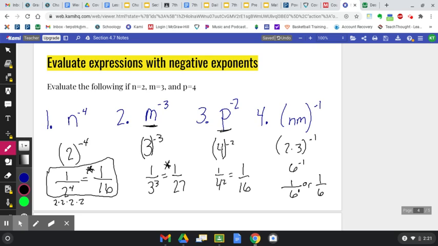P to the negative 2, so I plug in 4. Okay, put that on the bottom of the fraction. Either way, 1 over 4 squared or 1 over 16 is the way to represent that. Number 4, we have n is 2 and m is 3. So I got to multiply them first, which is 6 raised to the negative first. So I'm going to move that down, 1 over 6 to the first. Remember, if the exponent's 1, you don't really need it, so either of those would be fine.